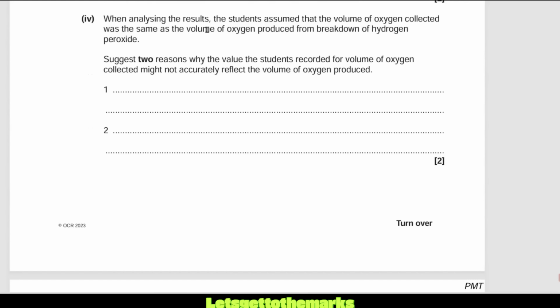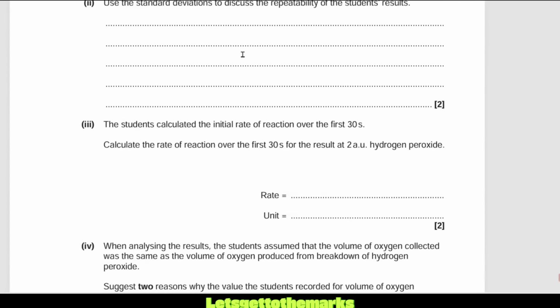Here we go. When analyzing the results, the students assumed the volume of oxygen collected was the same as the volume of oxygen produced from the breakdown of hydrogen peroxide. Suggest 2 reasons why the value the students recorded for the volume of oxygen might not accurately reflect the volume of oxygen produced. So they made the assumption that as the gas entered the measuring cylinder, this was equal to the amount of oxygen released by the hydrogen peroxide. Why might this have been a mistake?